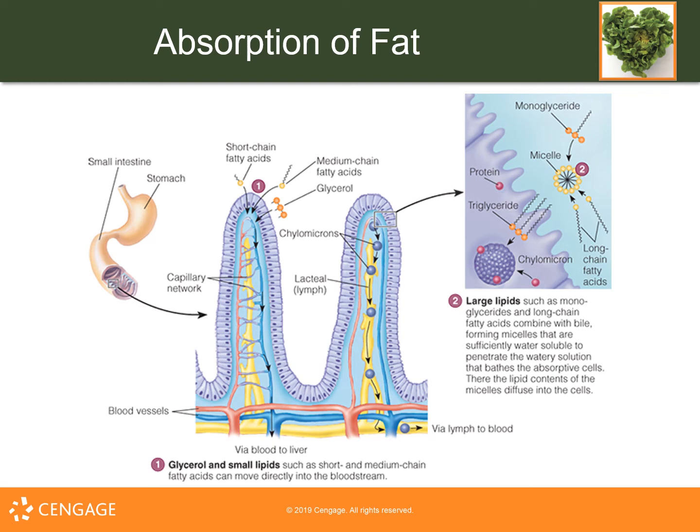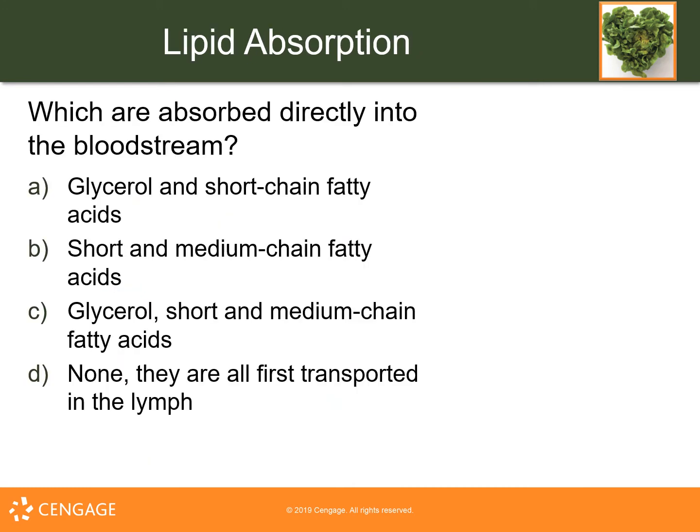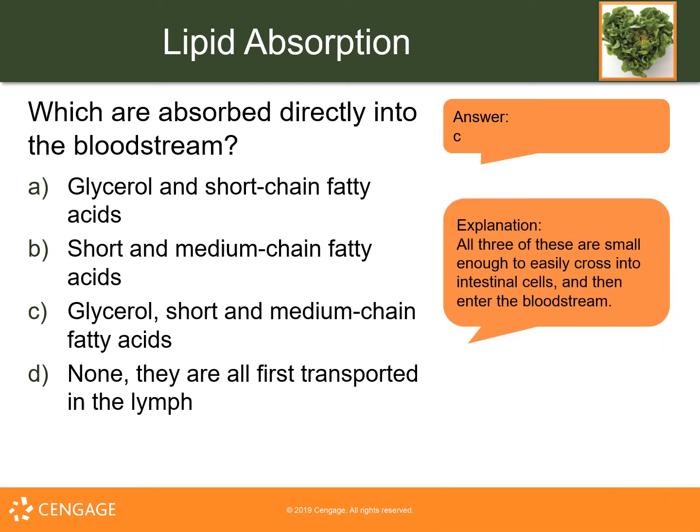Absorption of fat. So this is just imagery of fat absorption. This also is found in your text as well, and it describes how glycerol and small fat molecules move into the bloodstream directly, while large lipids form micelles, which make them water soluble. They then can diffuse into the cells, which are absorbed directly into the bloodstream. Answer is C. Glycerol, short and medium chain fatty acids.